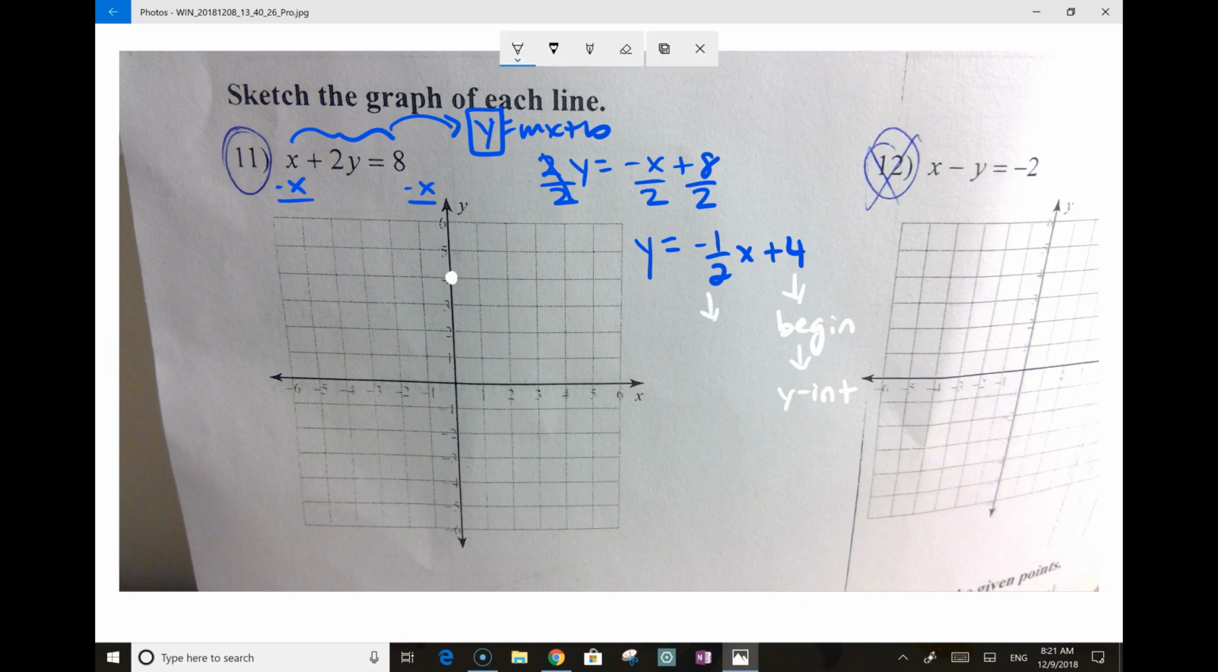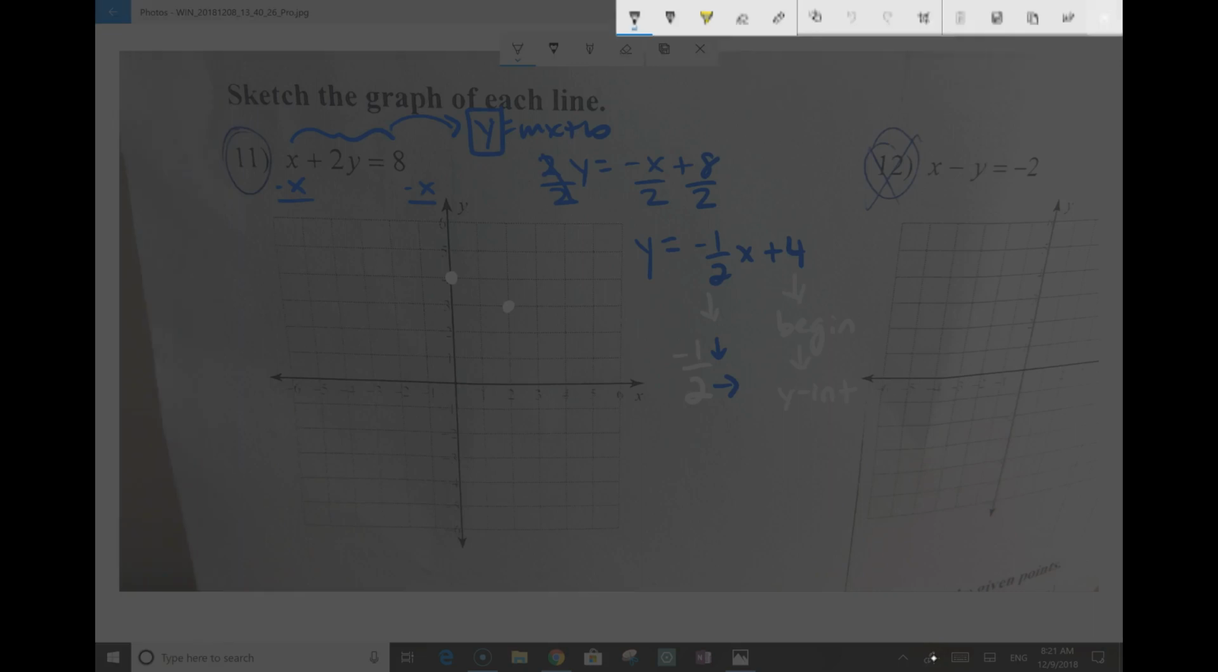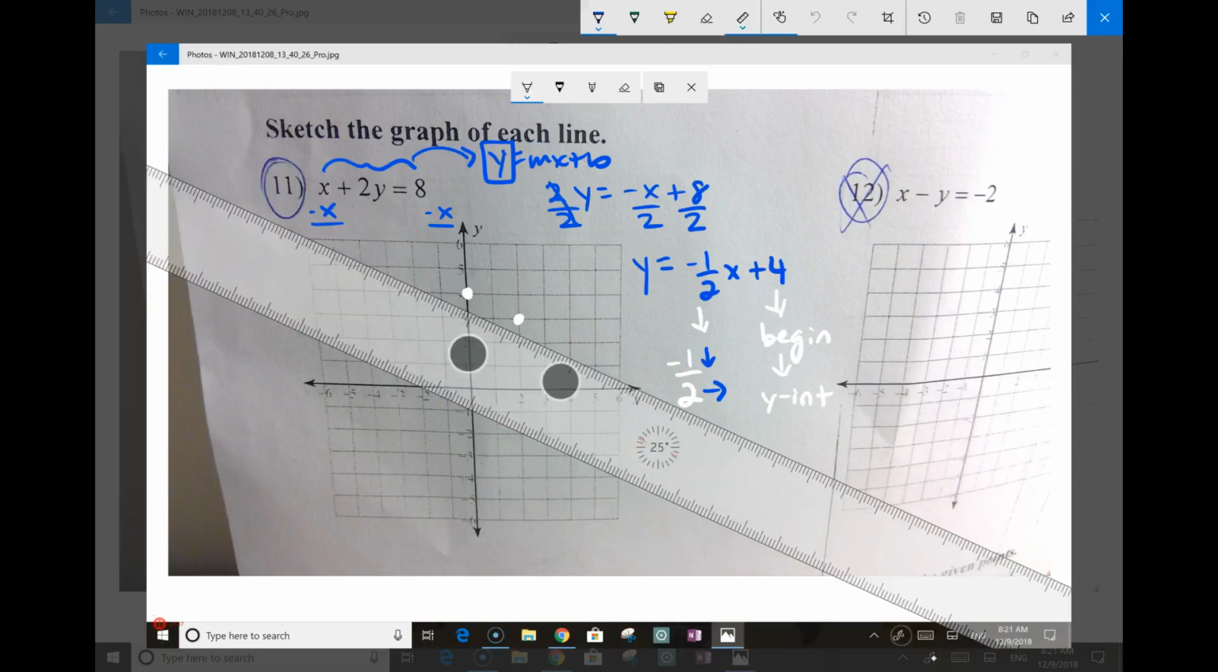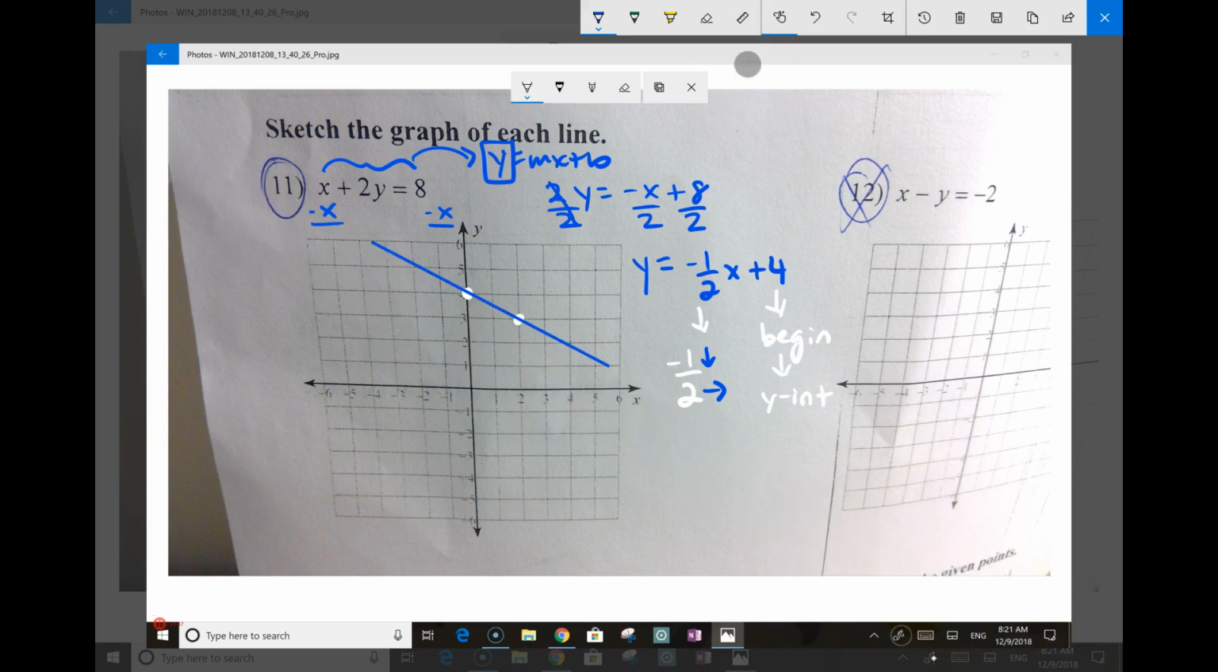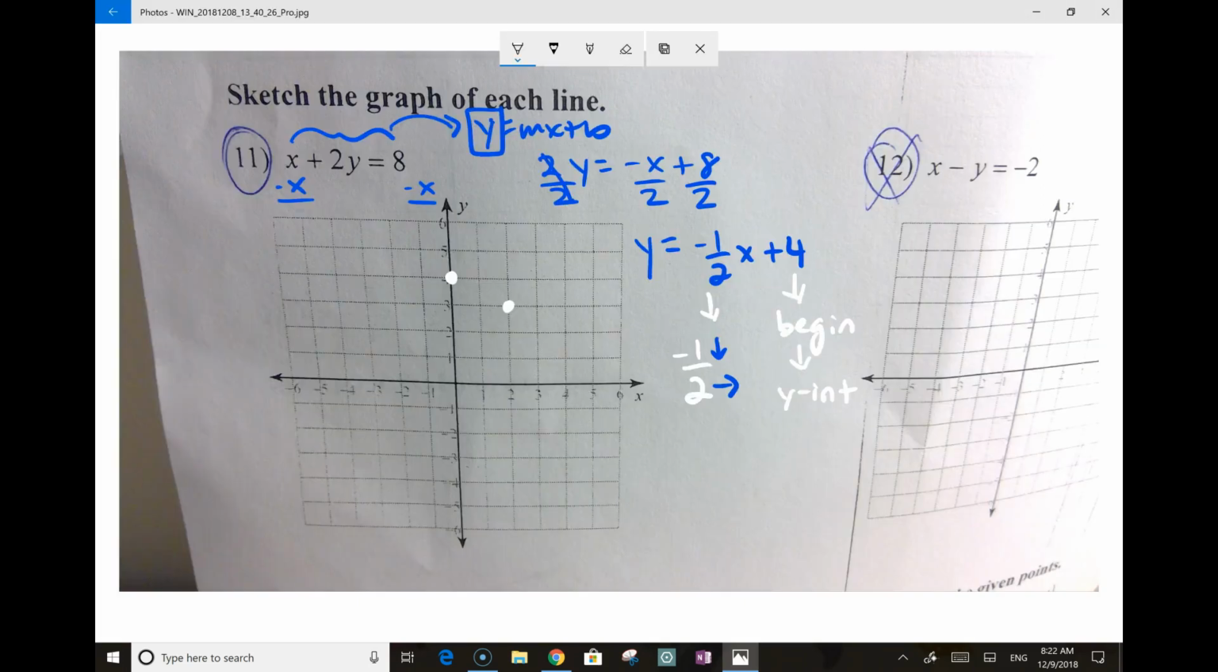The slope is -1 over 2. This means that you're going to have to move down from your y-intercept. You move down 1 unit, and then you move to the right 2 units. So if I apply that, down 1 unit and to the right 2 units puts me right here. And now I'm in a good position to make my line. So my line is going to look like this. Okay, and that's the end. All right, let's go ahead and move on to the next one.